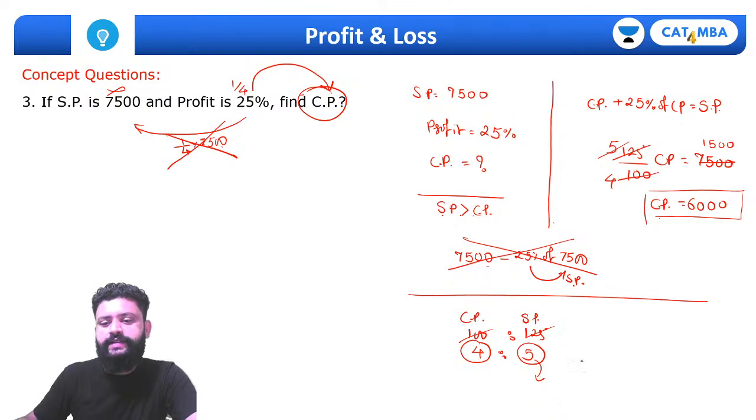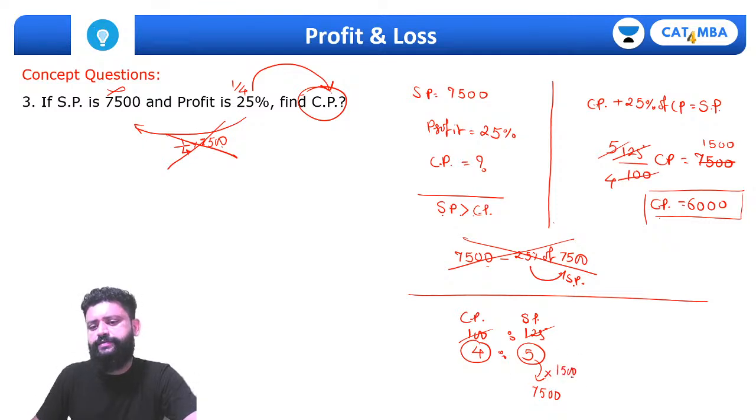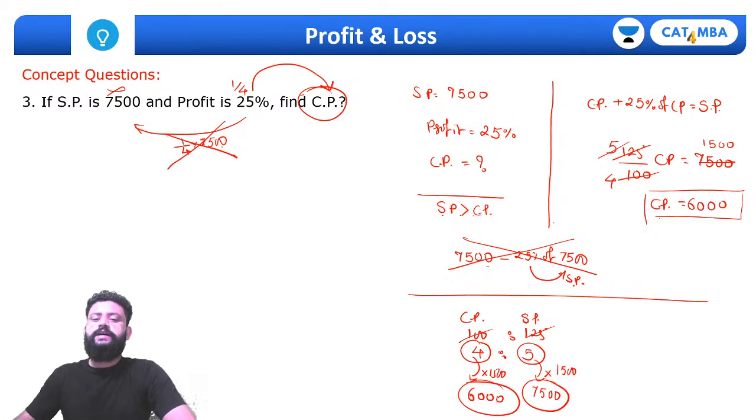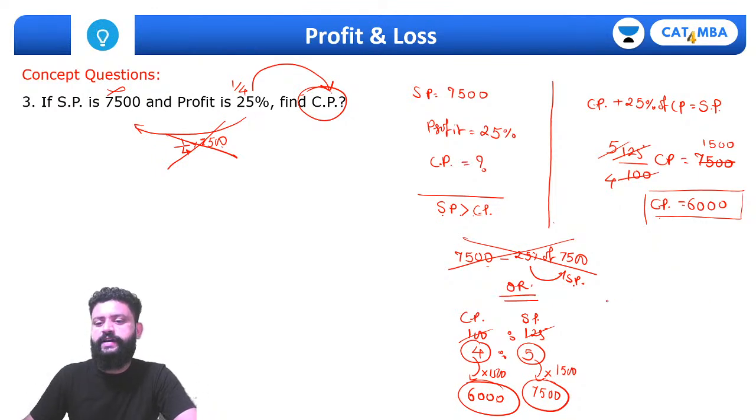Now we are given the selling price as 7500, which comes out to be 1500 times 5, right? 15 into 5 gives 75. You should multiply this also by 1500. This is how you can simply get it at 6000. So these are the two methods you can apply. If you want to solve this way, that's perfectly fine.